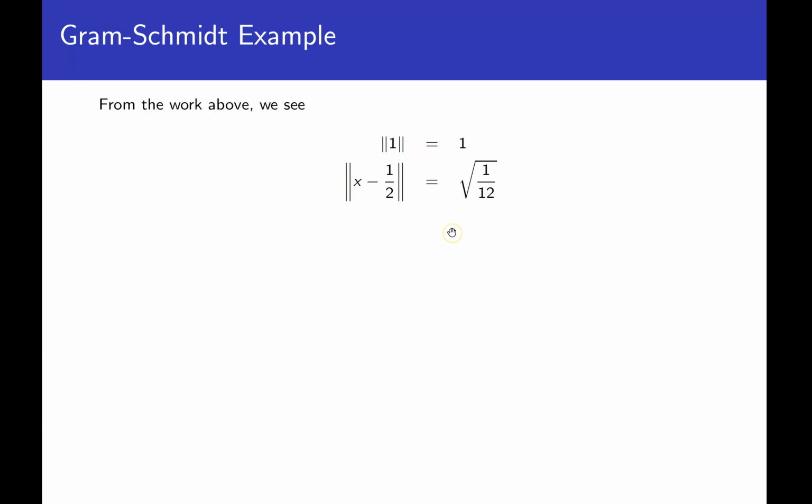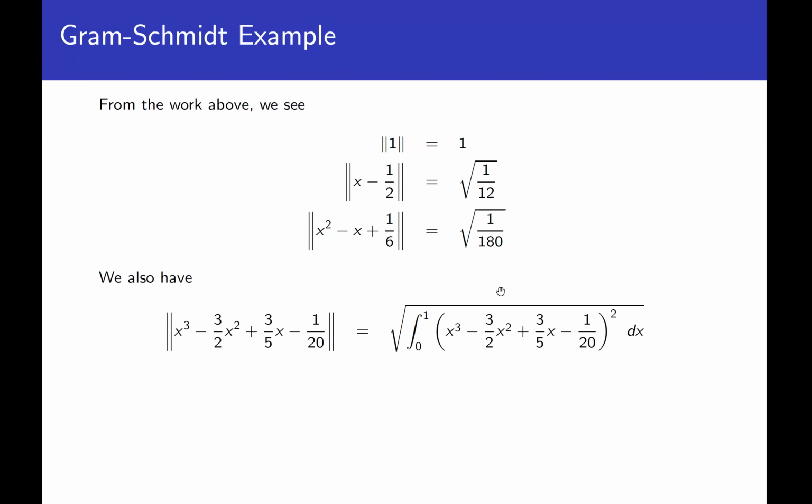The magnitude of x minus a half is the square root of a 12th. That was why I was saying that about the magnitude squared. The magnitude of x squared minus x plus a sixth would be the square root of 1/180th. So the only one we haven't computed is the magnitude of the x cubed minus 3/2 x squared plus 3/5 x minus a 20th. That, again, we can do this way, and that is a wonderful job for a computer algebra system. Get the square root of 1 over 2800.